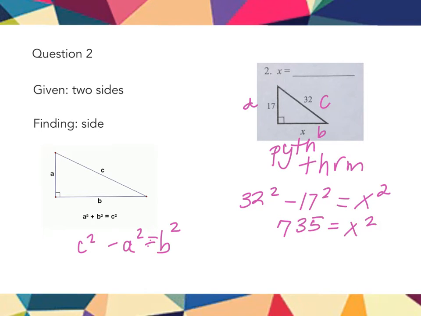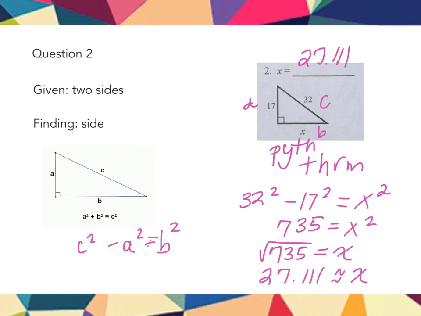So remember, we just want the value of x, and that means we're going to have to take the square root of both sides. So the square root of 735 will give us x, and we're going to plug that into the calculator, and we're going to round to 3 decimal places. So we should get approximately 27 and 111 thousandths. That's our approximate value for x. So the final answer on the mile marker here is 27 and 111 thousandths.